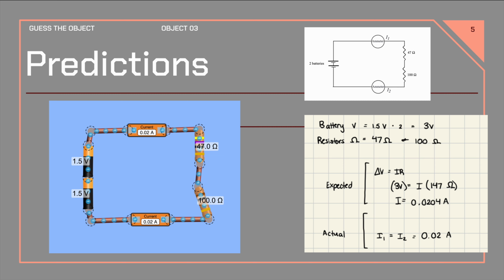Starting off with the predictions, for the first part of the lab, we need two 1.5 volt batteries, 2 ammeters, and one 47 ohm resistor and one 100 ohm resistor. You can see my prediction calculations on the side of the slide, where I use delta V is equal to the current times the resistance. By solving for the unknown, I got 0.0204 amperes. To find the actual value, I allowed the computer model to run, read the number from the ammeters, and applied the node rule, which gave approximately 0.02 amperes.